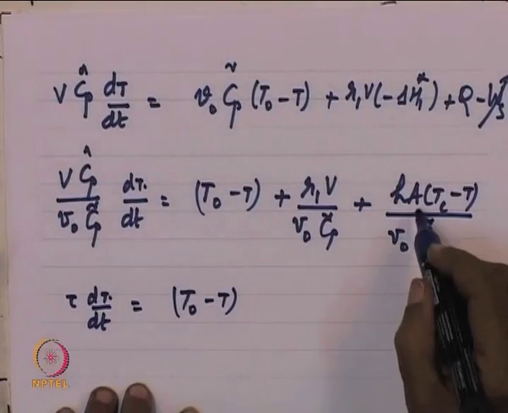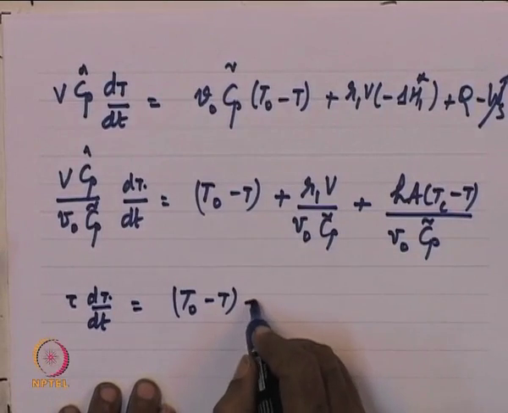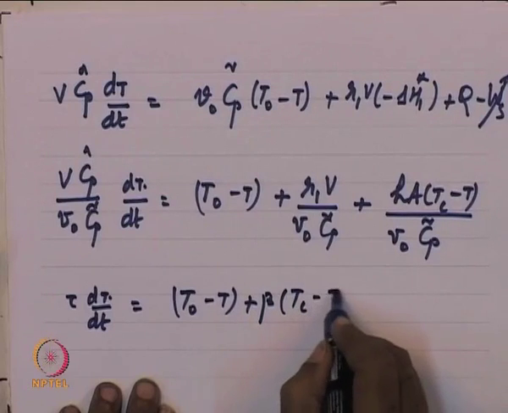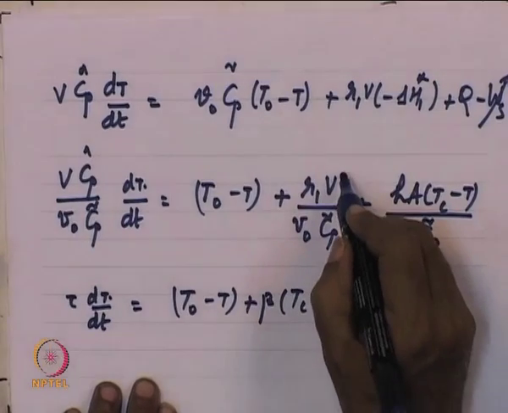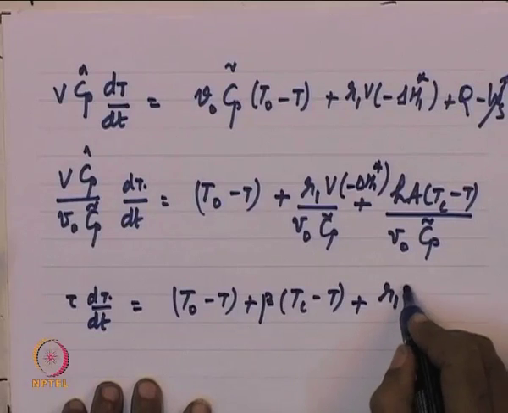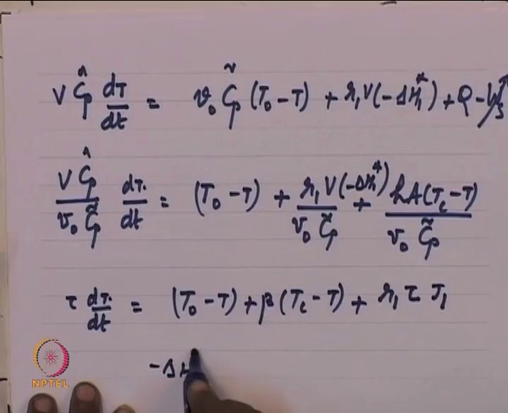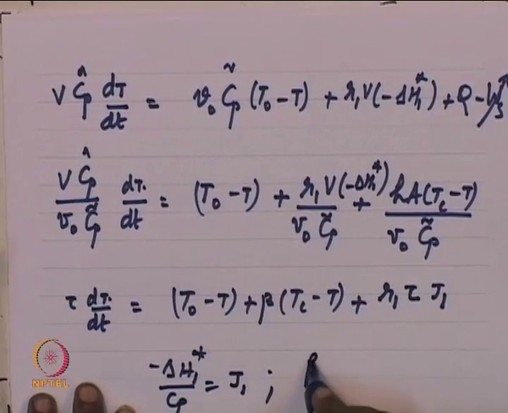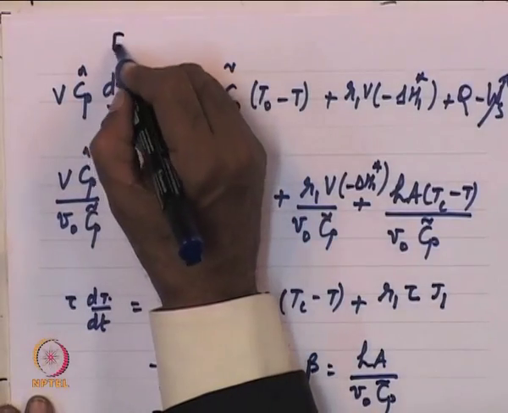And this term H A by V naught C p, notice here, is dimensionless, we can easily check that. So, I will put this as beta times T c minus T, plus R 1 tau, with minus delta H 1 star by C p volumetric, which I will call J 1. I had forgotten the term minus delta H 1 star here. And beta equals H A by V naught C p. These are the two. So, this is the energy balance equation.